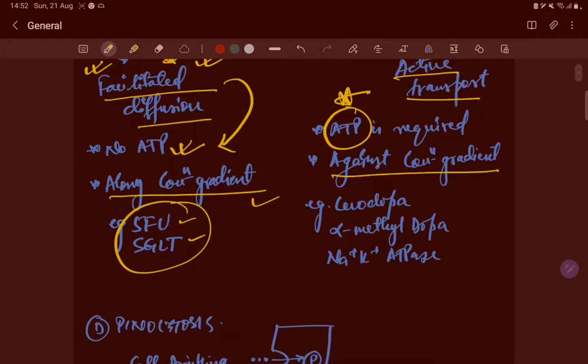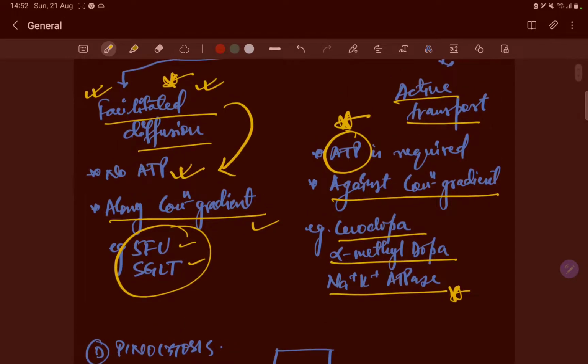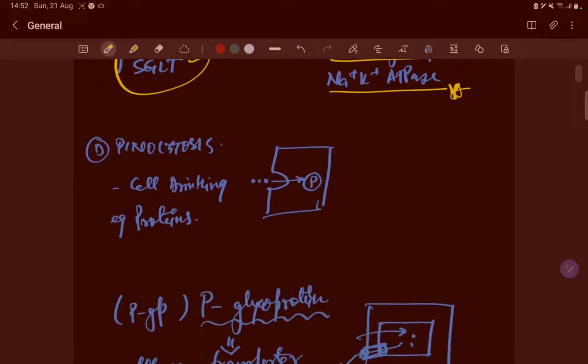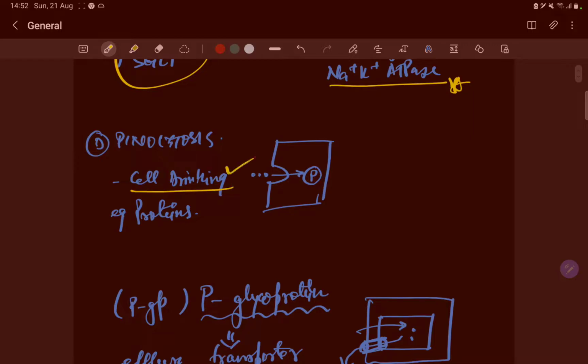Now active transport is against the concentration gradient. Whatever we have studied so far was along the concentration gradient, but this is against it. Sodium potassium ATPase, alpha methyl dopa and levodopa all pass through active transport. Alpha methyl dopa is important, levodopa is important, levodopa in Parkinsonism. Now pinocytosis is the cell drinking habit. Basically proteins are ingested in this way into the cell.